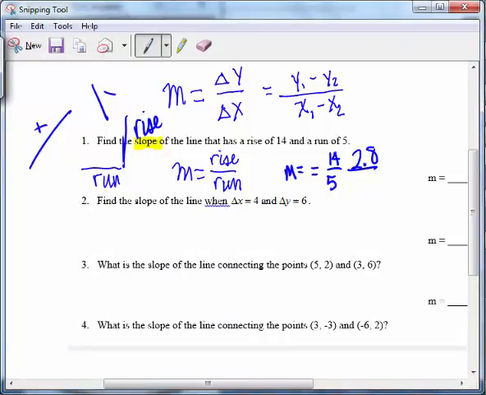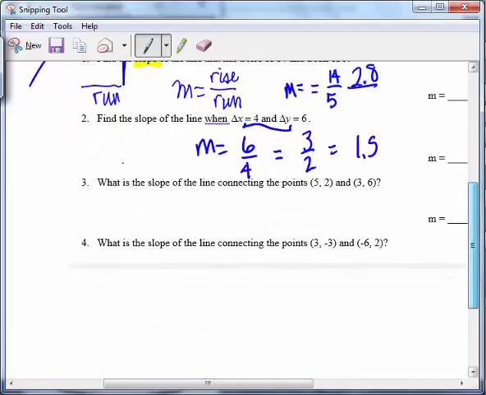The change in y. Now, the most common thing people do wrong is they put them in the wrong order, but it's the change in y over the change in x. 6 divided by 4, which is 3/2, or 1.5.